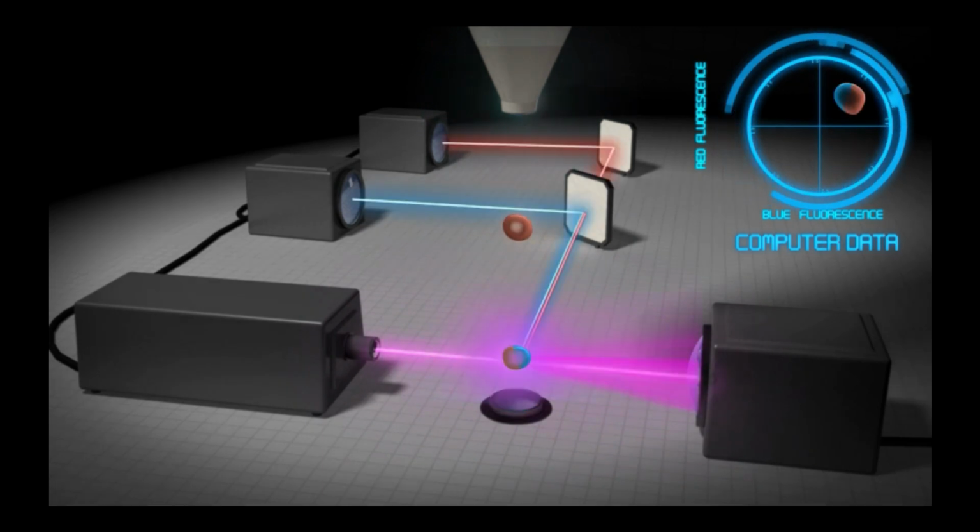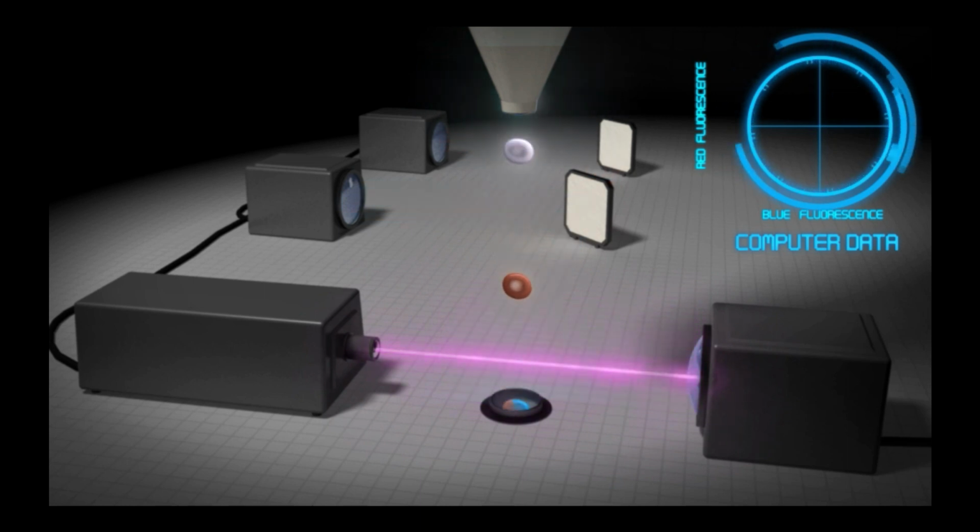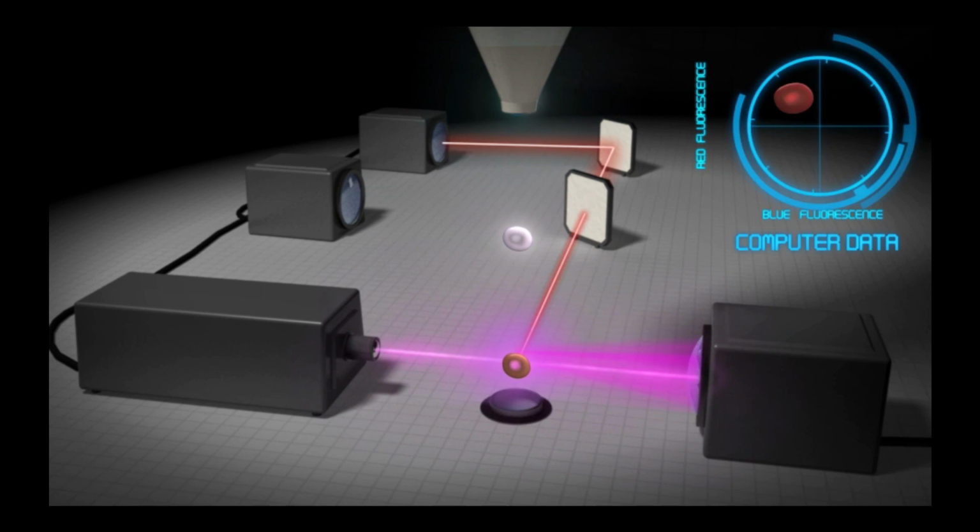Now let's have a look at another cell. In this case, the cells are bound to antibodies which are tagged with fluorochromes such that they can emit both blue and red signals. Also, we can notice the light scattering. Similarly, let's have a look at the third cell. Now this cell is bound to antibodies which are tagged with the fluorochrome emitting red light. Also there is light scattering.